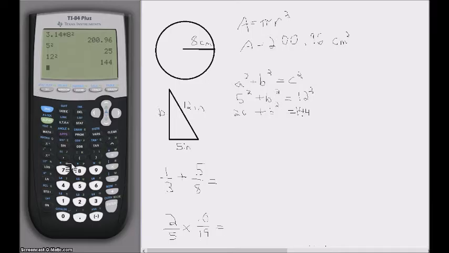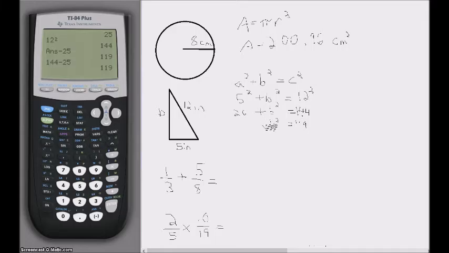So now I got 25 plus b squared equals 144. So now I'm going to subtract. And if I just hit the subtract key before I push any other key, you'll see I'll get this ans minus. That's taking my last answer, so that 144 minus the 25. Now you could type in 144 minus 25. That's another way. But if you already have the 144 as your last thing you did, then you can just subtract the 25. So now I got b squared equals 119.